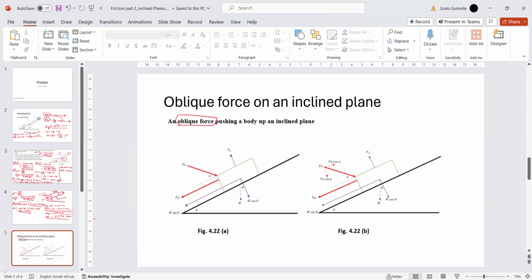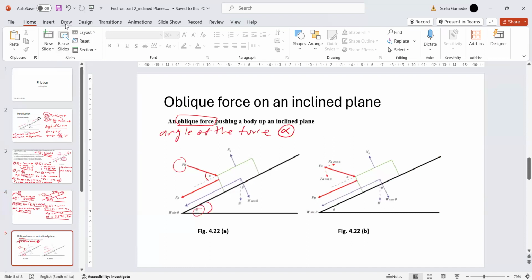As you can see, this object is being pushed at an angle of alpha. And this is an angle of theta, which is our angle of repose. Very important: the angle of the force is alpha, but the angle of repose is theta. We need to not mix those two, because if we mix them, we're going to have a problem.